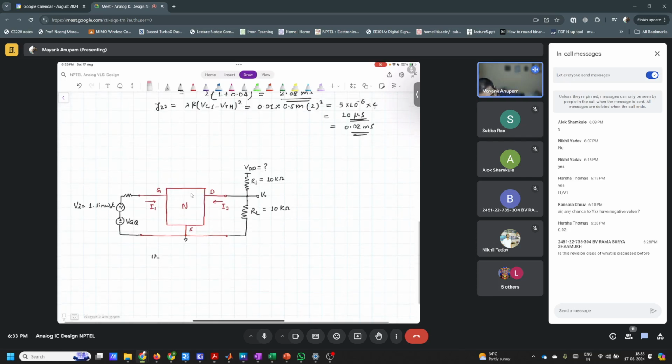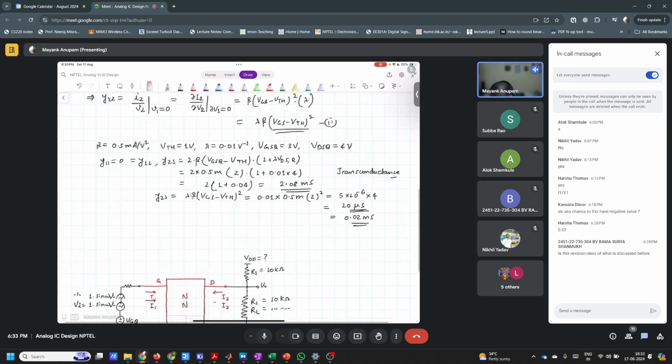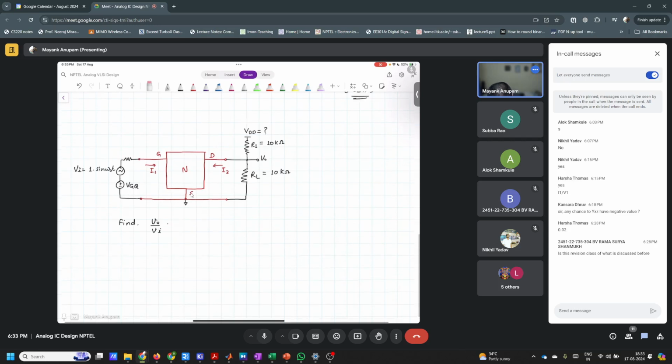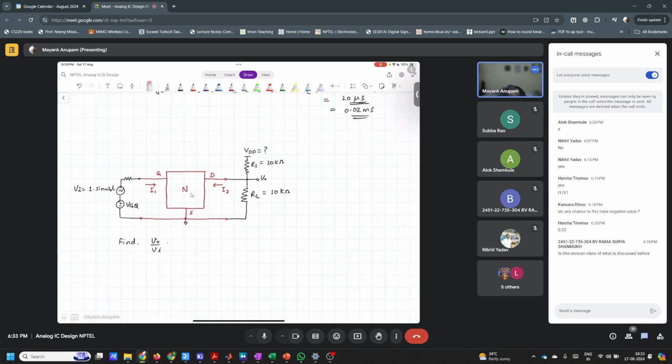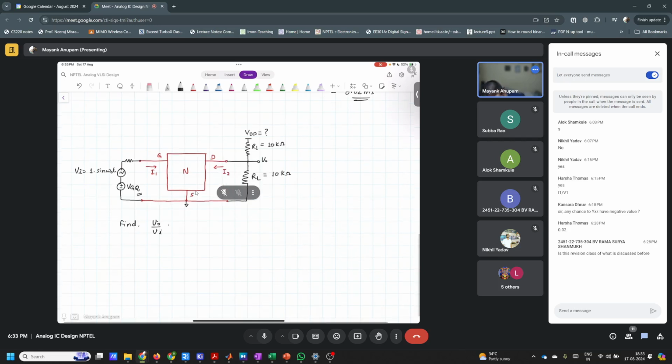Now that we have found out all the y parameters of this network, let us try to solve a slightly complicated version of this network. I have this question here. The same VGQ I have applied, whatever VGQ we found out in the last question. What was VGQ? It was 3 volts, right?